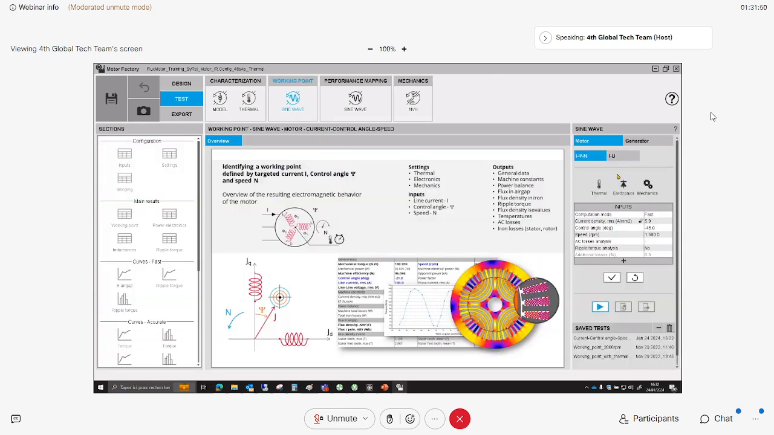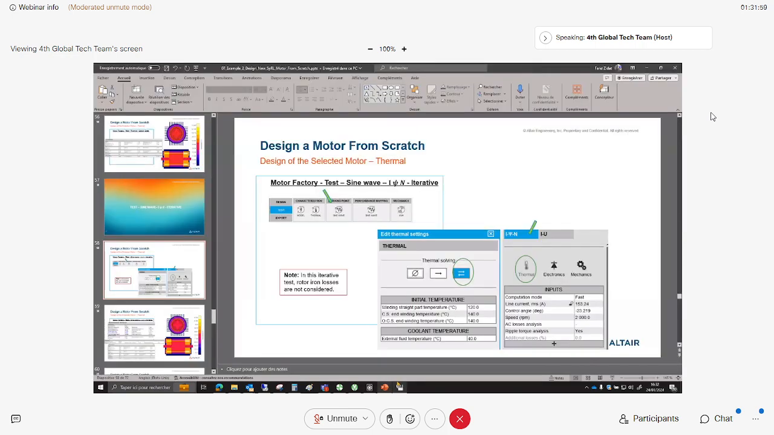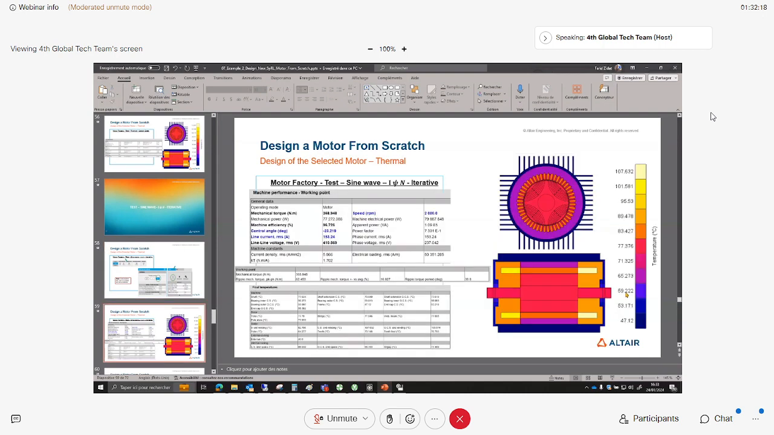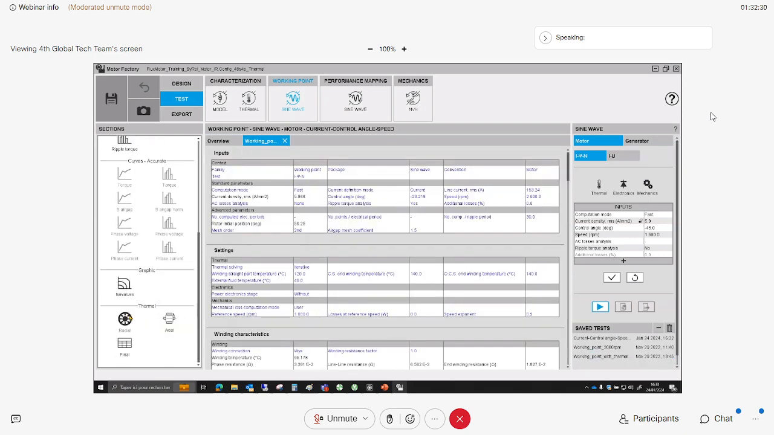If you go here, sine wave, IPCN, thermal, you can then choose iterative like this. Okay, so once you choose the iterative, then you can put the previous current, control angle, and speed. You can include the torque ripple if you want. And then you can launch the computation in fast mode once again. And then at the end of the computation, you can access this view as well.